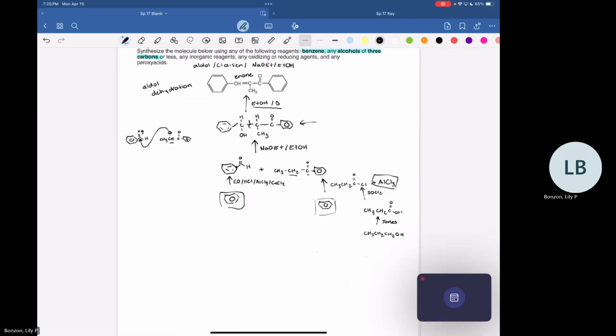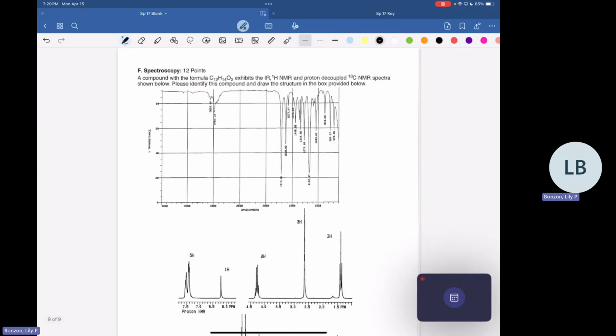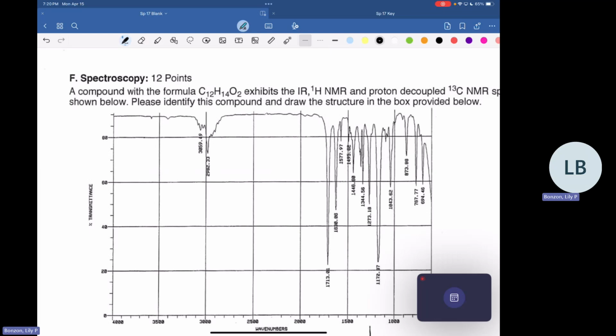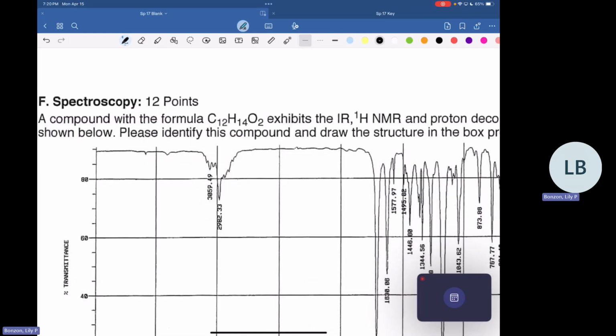Okay, let's go ahead and go on to our spec. Okay, fun times. Luckily, I would say the spec doesn't get very much harder for exam 3 and the final. On the final you might see an amide or something, but generally it doesn't get too much harder.